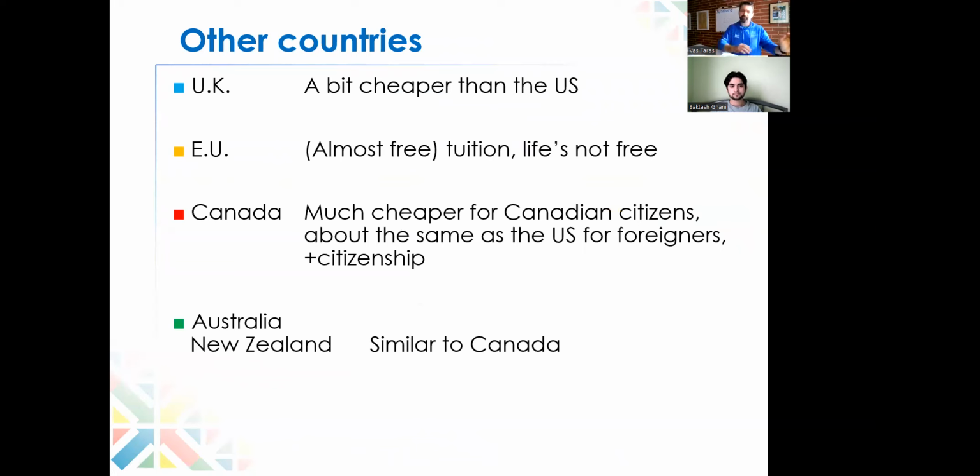Now, one quick note on other schools, just so we know where we stand here. You don't have to go to an American university. There are other countries that have good education systems and are very much comparable in terms of quality and prestige of the universities. First and foremost, I would be looking at the United Kingdom.